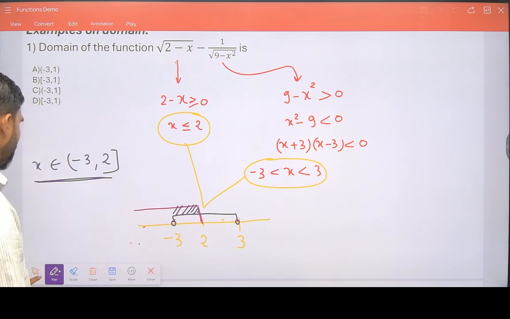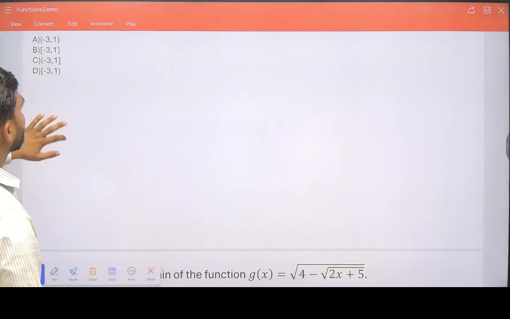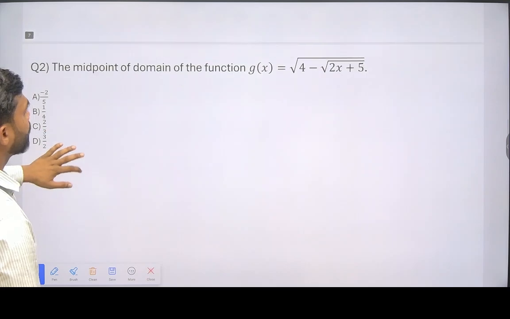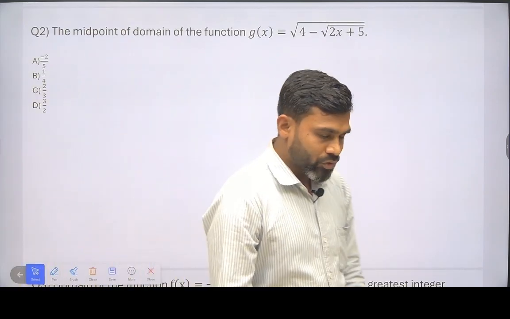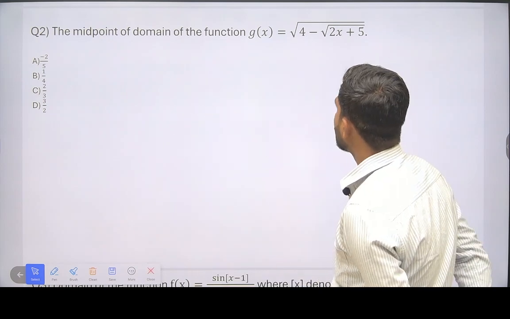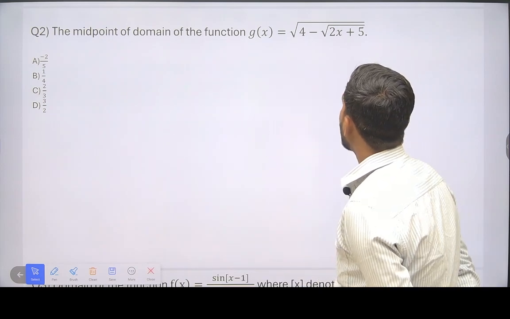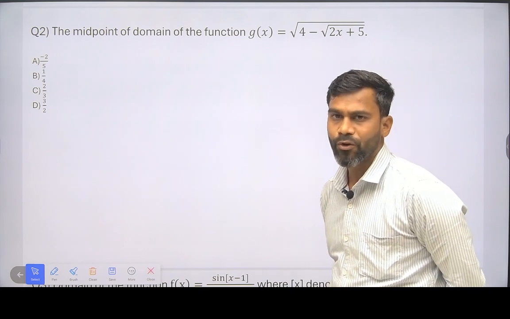Okay. I hope you understood. Let us move to the next question. We have to find out, just read the question carefully. This is the second question. The midpoint of the domain of the function g of x is equal to under root 4 minus under root 2x plus 5. Very easy.